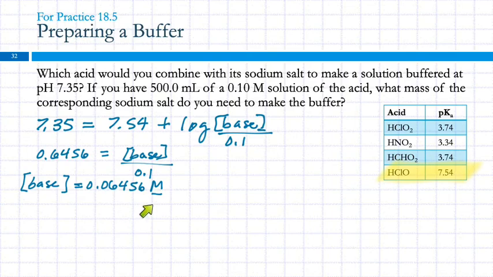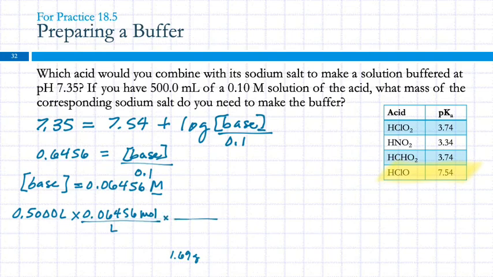So I want this molarity, and I want 500 milliliters. Yes? 1.69 grams. Okay. So this is the concentration I want, and I want 500 milliliters. So I want 0.500 liters of 0.06456 moles per liter.